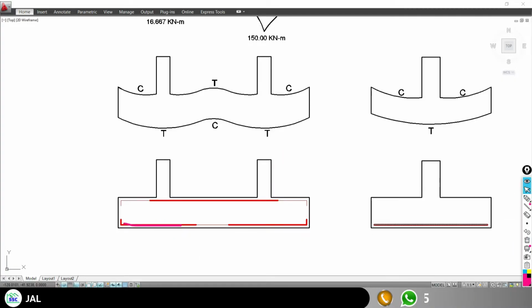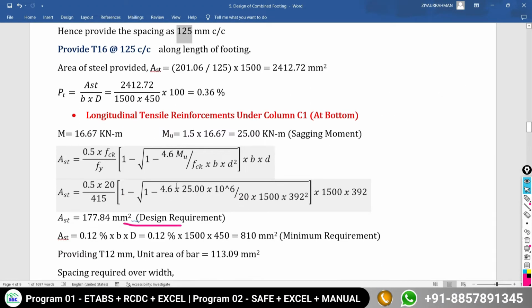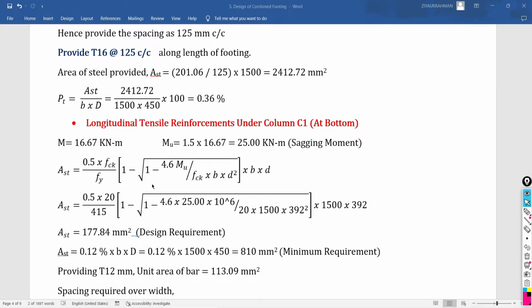So at the bottom, just go to the design calculation here. What moment are we getting? 16.67 kN·m multiplied by 1.5, and you are getting the factored value. It is the sagging moment, that's why the reinforcement will be at the bottom side. Here the same formula is there. You have to put all the respective values here.